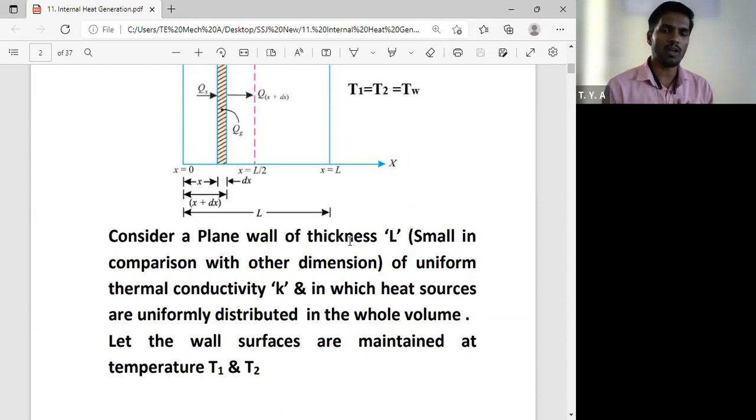Okay, so this is the plane wall. Whatever the left surface is there, whatever the right surface is there, we have to consider the temperatures as T1 and T2. The left surface has temperature T1, and the right surface has temperature T2. So these are the parameters related to this plane wall: thickness is capital L, thermal conductivity is K, and wall surface temperatures are T1 and T2, and we have distributed the heat sources in that particular plane wall so that some heat will be generated within that particular element.